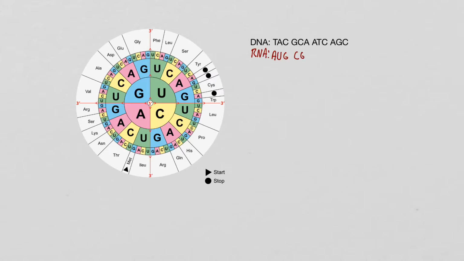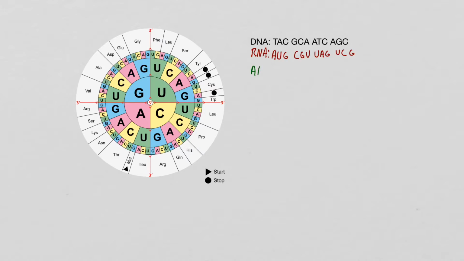C pairs up with G, and A pairs up with U. A pairs with U, T with A, C with G. A goes to U, G goes to C, and C goes to G. So here's my RNA code, and now I'm going to go ahead and turn that into an amino acid chain.